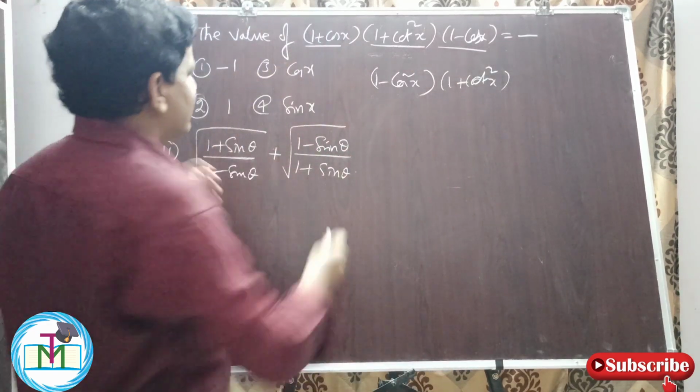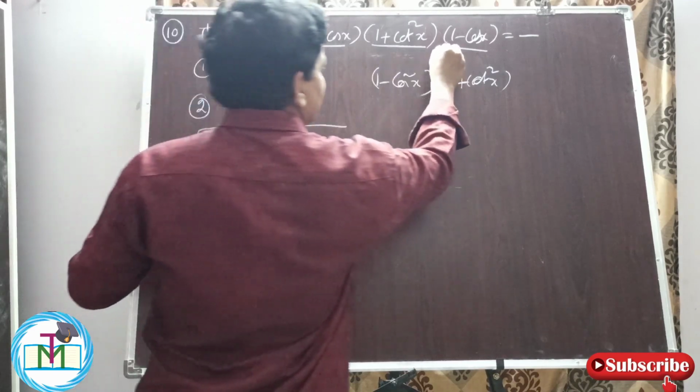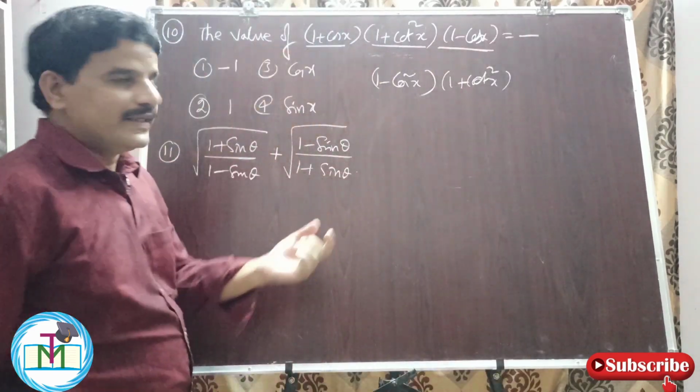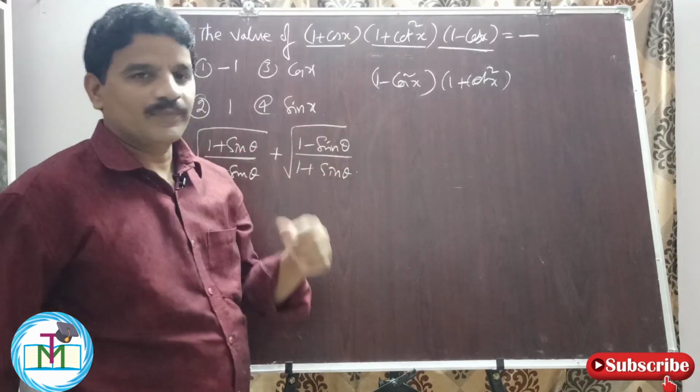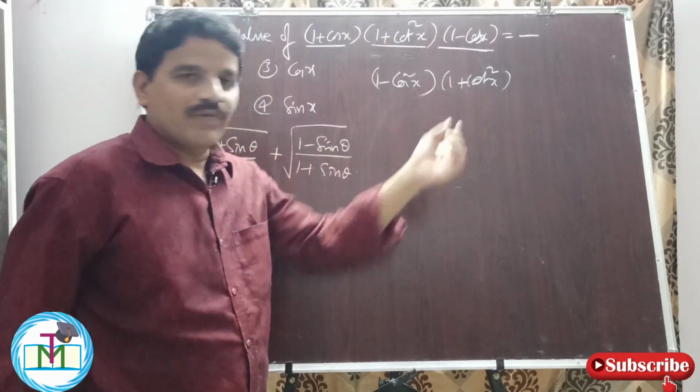So the first step: this is a plus b into a minus b, a square minus b square. 1 square is 1, minus cos square x. Next, 1 plus cot square x.